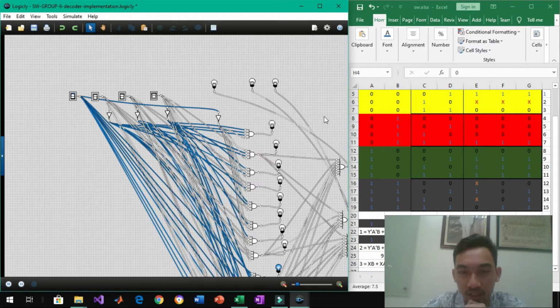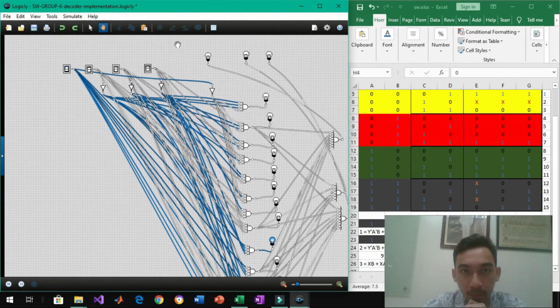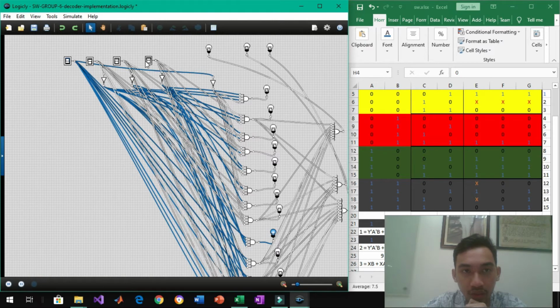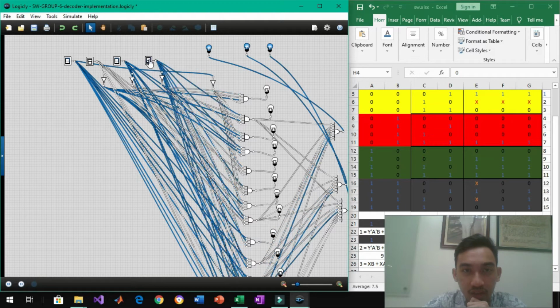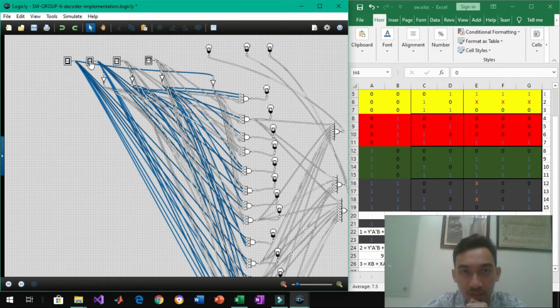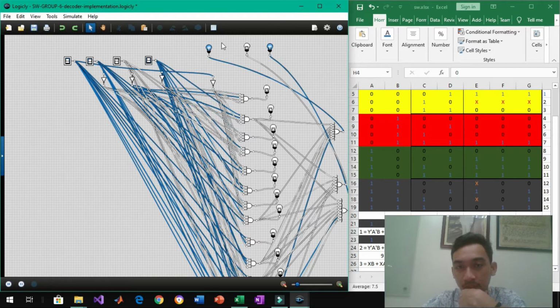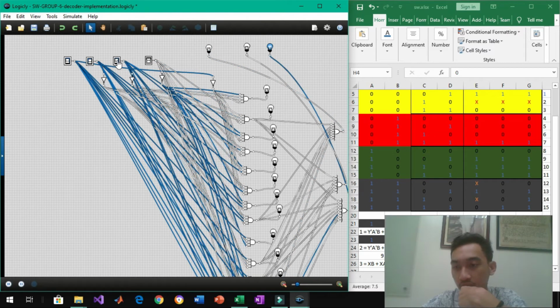So this is 8, 9, 10, 11, and 12 should have zeros. But at min term 13, output 1 and output 3 should be 1. And at 14 only output 3 should be 1. At 15 output 2 and 3 should be 1.